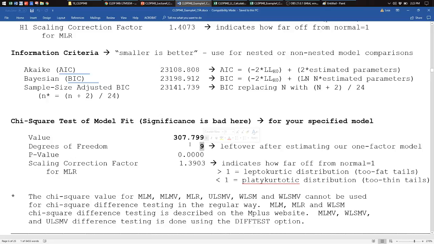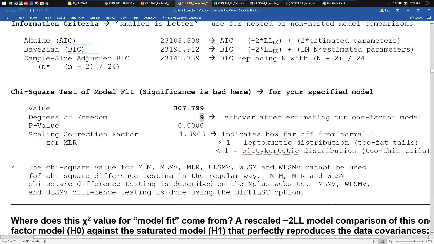A significant p-value is bad. It means we did not get close to our saturated model. It is significantly worse than perfect. And here's the note that shows up in the output. I'm guessing a lot of other people screwed up their very first use of these chi-squares too, and so they feel compelled to give you this disclaimer.